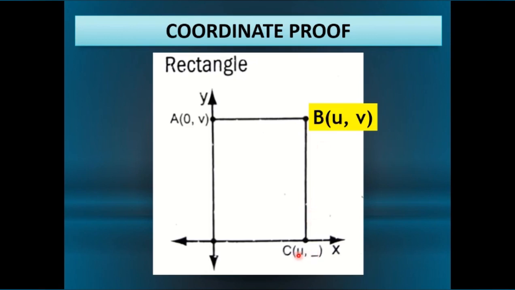And then for our point C, its y coordinate is the same as the y coordinate of this point, since we form a horizontal line. Knowing that this one is at the origin, it is 0, 0. So the y coordinate of the point C will also be equal to 0. So we have C with coordinates u, 0.